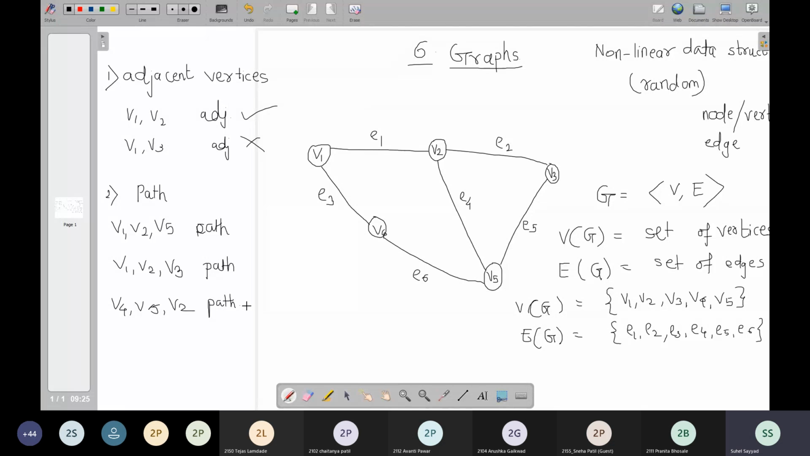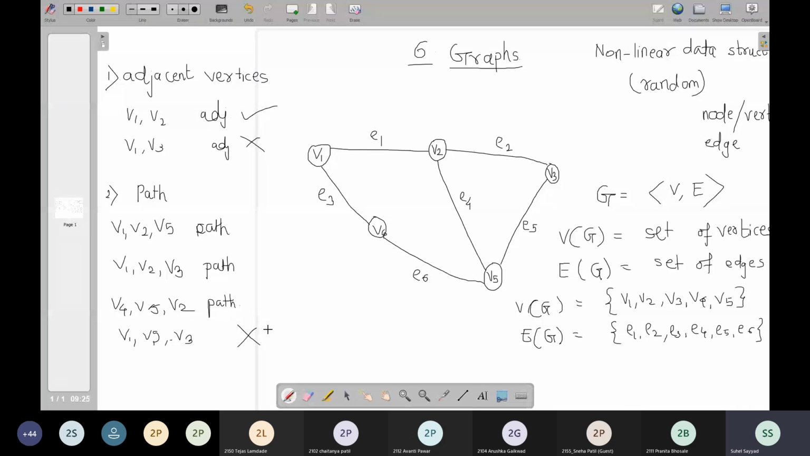But what is the basic concept of a path? A path from any given vertex is a sequence of vertices, and these vertices should be adjacent to each other. I cannot say that V1, V5, V3 is a path. Why not? This is not a path because V1 and V5 are not adjacent vertices.